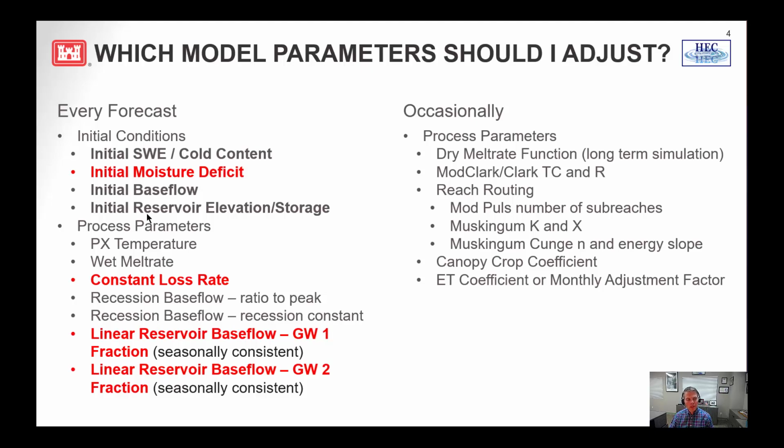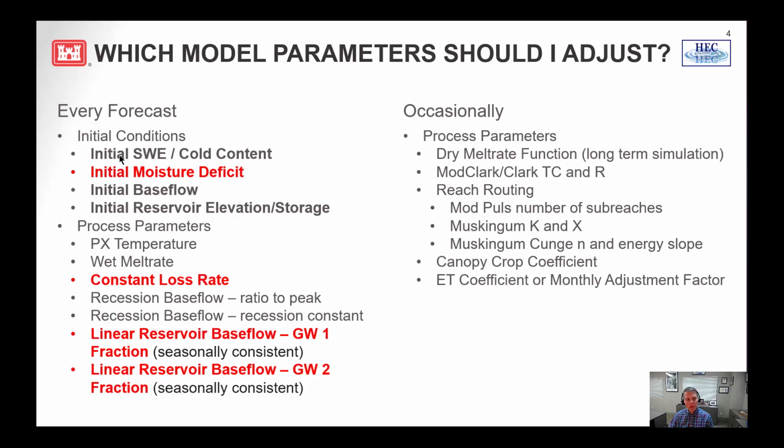Same thing for your reservoir elements. You can set the initial reservoir elevation or storage using a gauge, a time series of observed elevation or storage. And then for your initial SWE and snow cold content, there are data products in Cumulus that you can download in the extract list, and then link those to your HMS model and use that information to set the initial snow water equivalent and cold content.